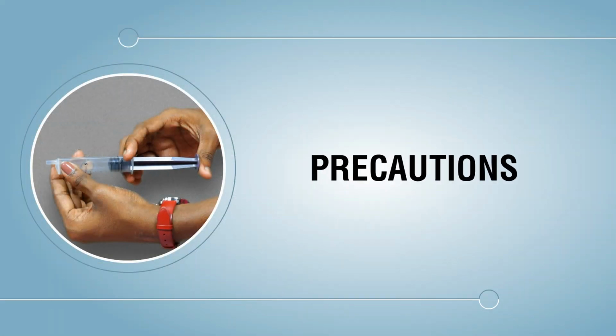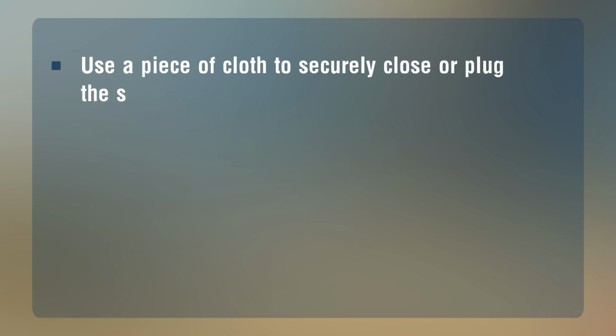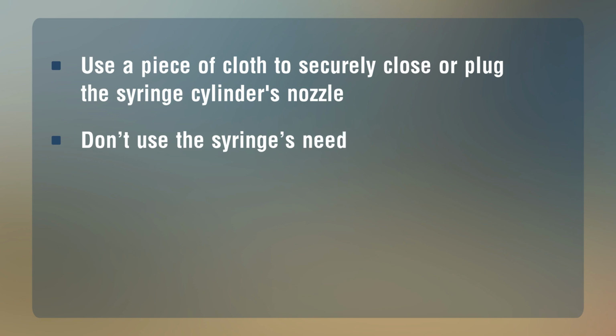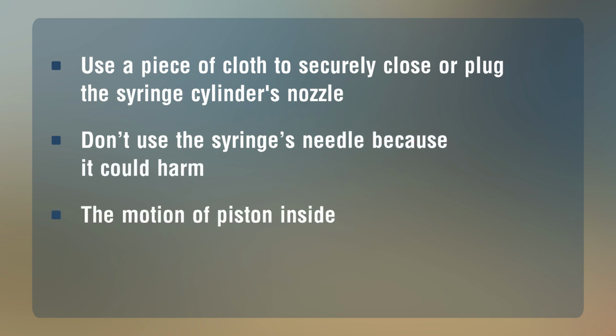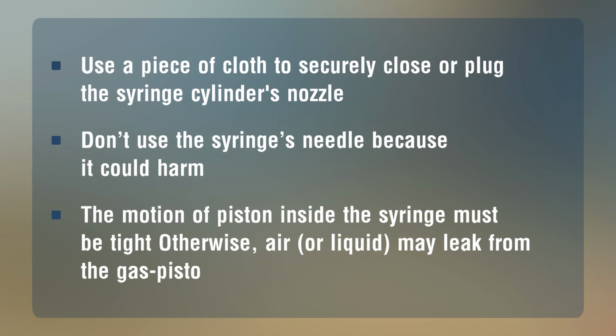Precautions: use a piece of cloth to securely close or plug the syringe cylinder's nozzle. Don't use the syringe's needle because it could cause harm. The motion of the piston inside the syringe must be tight. Otherwise, air or liquid may leak from the gas-piston boundary or the liquid-piston boundary.